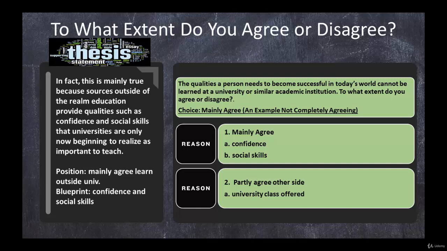Now, I am going to partly agree with the other side, but remember, this is the one where I'm giving you an example of how you can partly agree and not do a complete agreement. As I said earlier in the other lectures, my preference is to always completely agree or completely disagree.